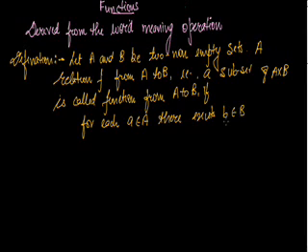belongs to B. So the definition is: if there are two non-empty sets A and B, and there is a relation from A to B, that is a subset of A cross B, it is called a function from A to B if and only if for each a in A there is a b in B. So first we will see one example.